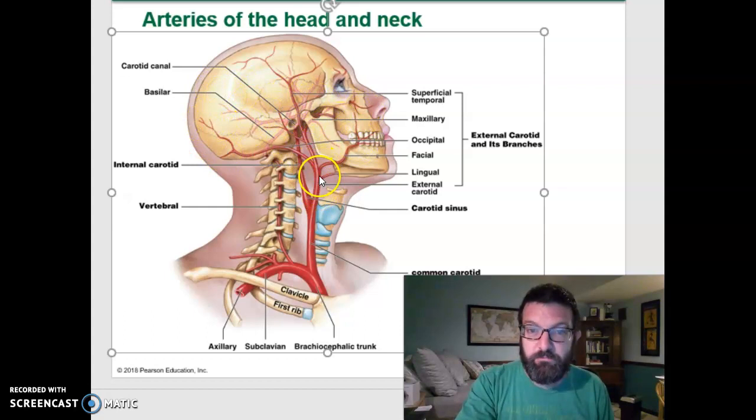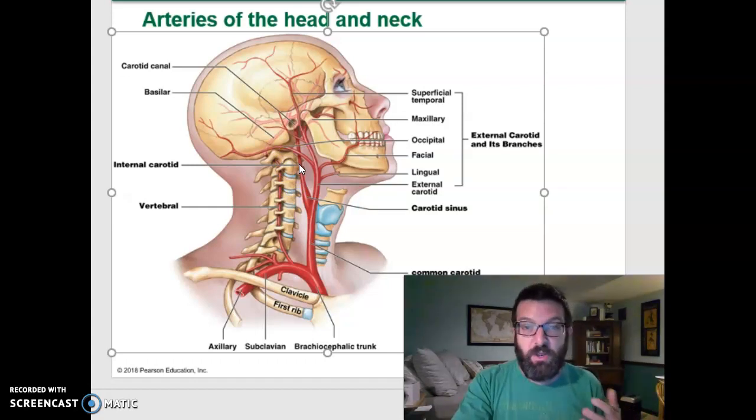So external carotid. Internal carotid, though, being particularly important given that it feeds your brain, and your brain is particularly important. So you can see here at the base is the carotid sinus. That's the baroreceptor that we discussed earlier that detects blood pressure to make sure that you have enough blood pumping up to your brain.